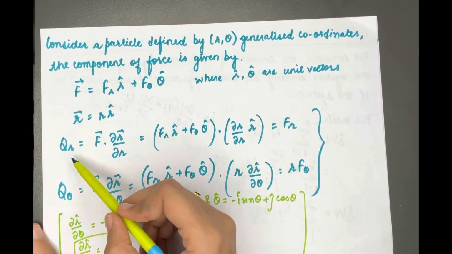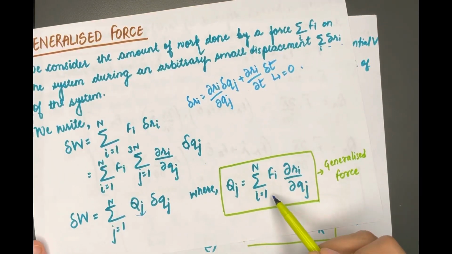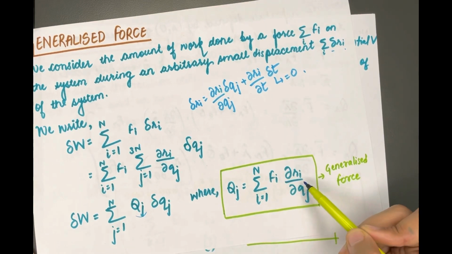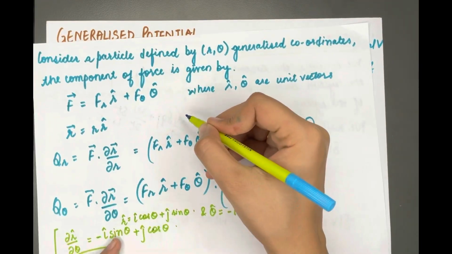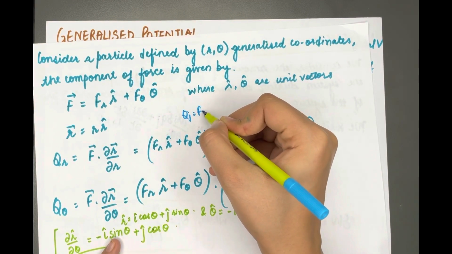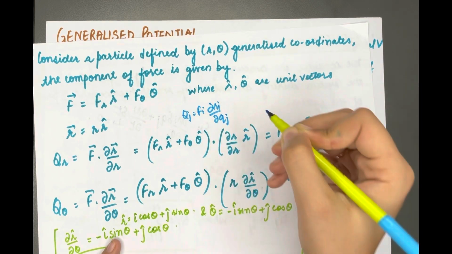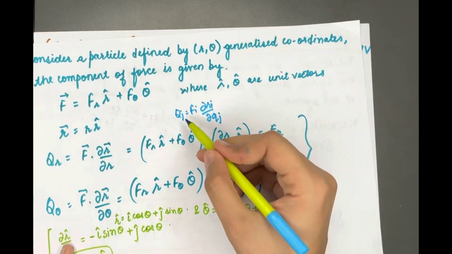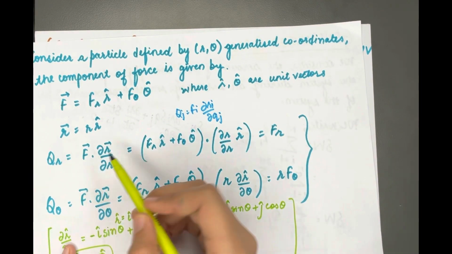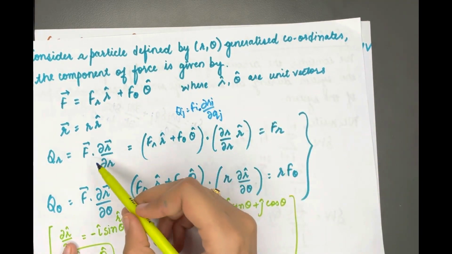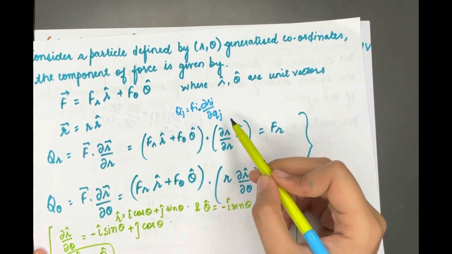So we know that Qj is equal to Σ Fi · ∂Ri/∂Qj. We will write it here. Qj is equal to F · ∂R/∂Qj. When we take j equal to r, what we get is Qr equal to F dot ∂R/∂r.